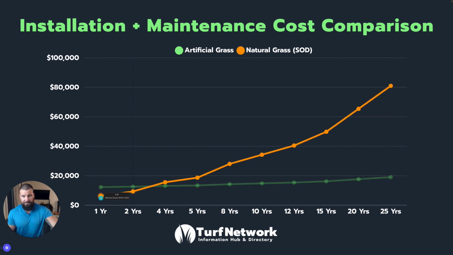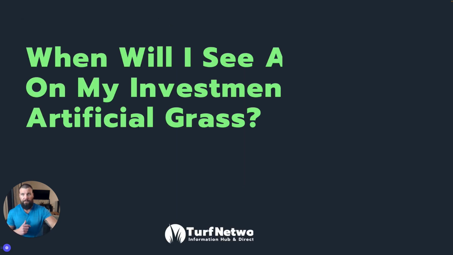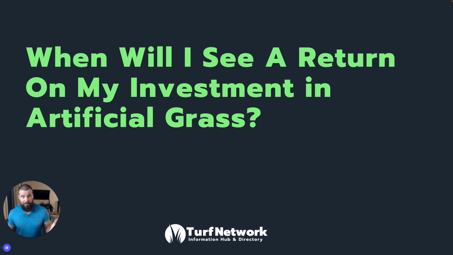Natural grass, at 1 year, $6,225. And by the time we get up here to 25 years, you're looking at $80,961. So that's the 25 years, basically the annual maintenance cost of natural grass times 25 plus the initial installation costs. And again, that's not taking into account that grass needing to be reseeded or resodded. So when will you see a return on your investment in artificial grass?